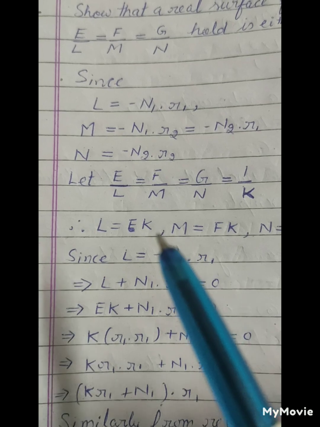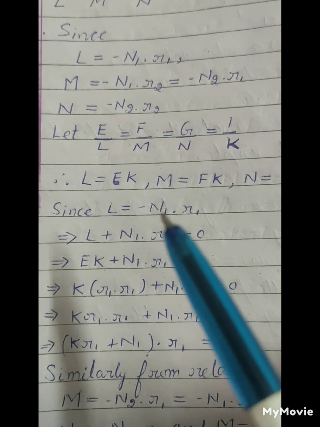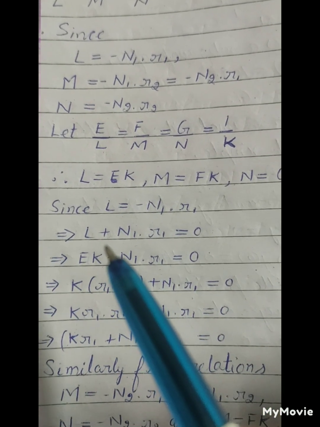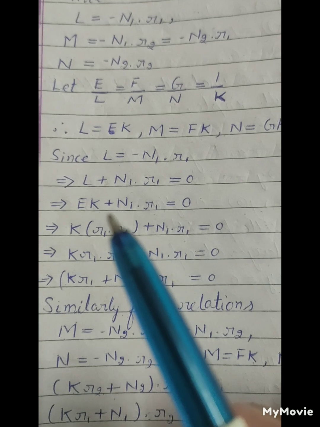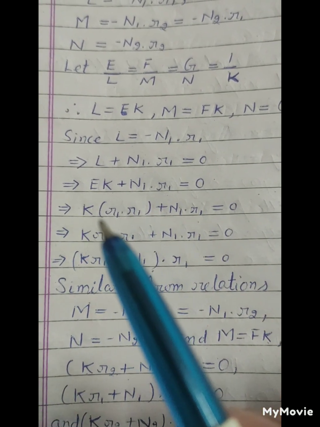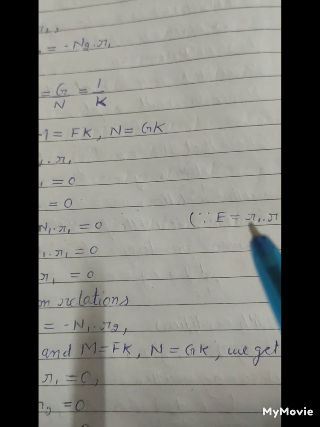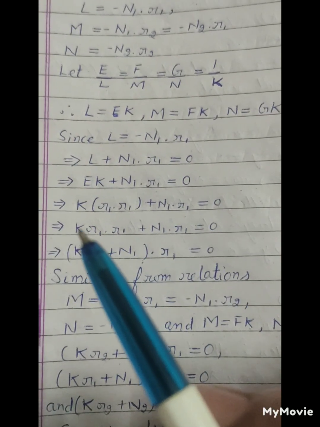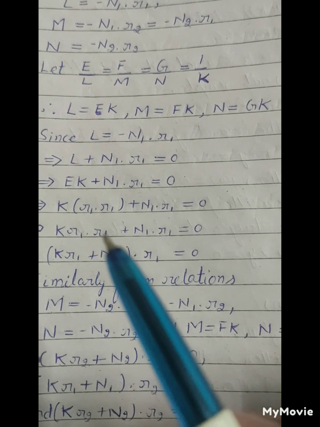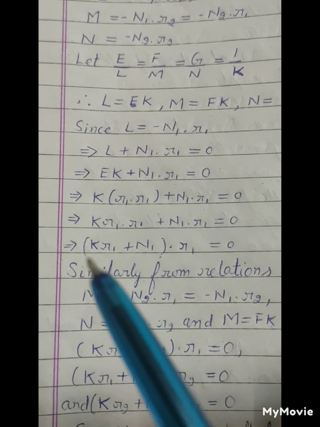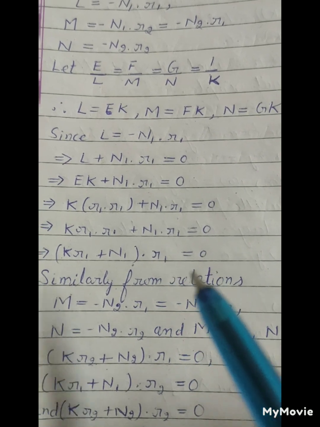So L = EK, M = FK, and N = GK. Since L = -n1·r1, which implies L + n1·r1 = 0, which implies E + n1·r1 = 0, which implies K(r1·r1) + n1·r1 = 0, because E = r1·r1. Which implies (K r1 + n1)·r1 = 0.